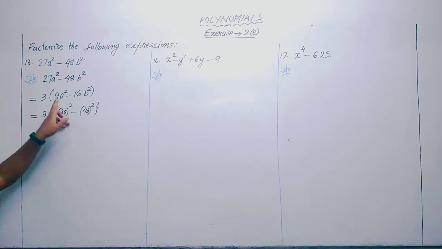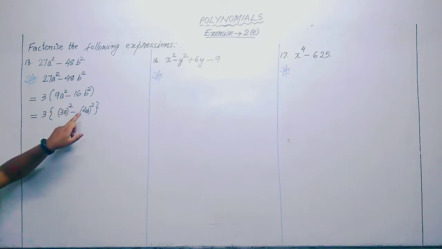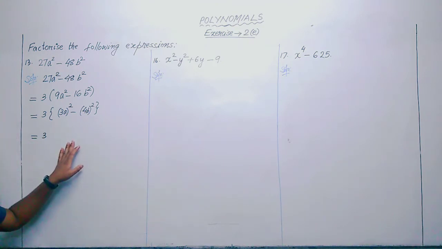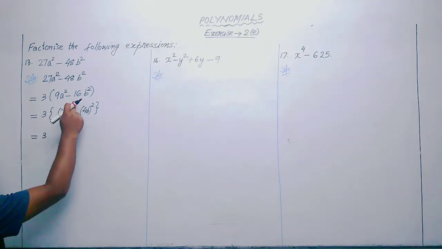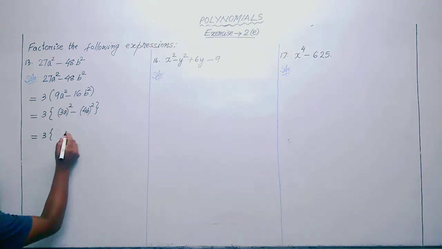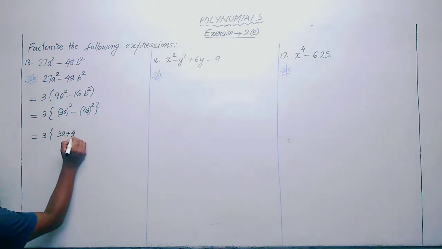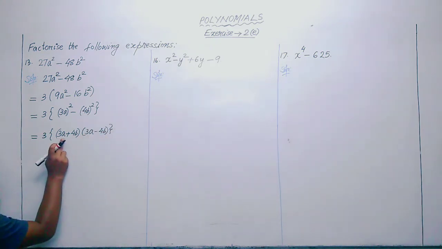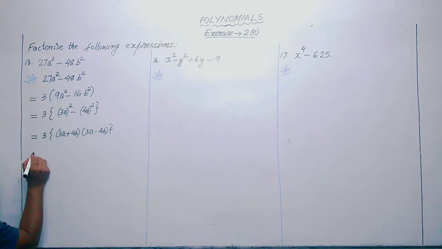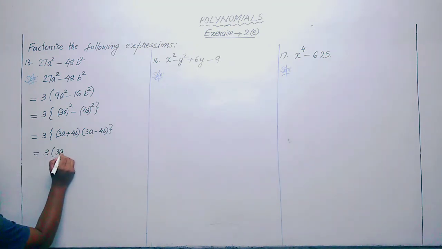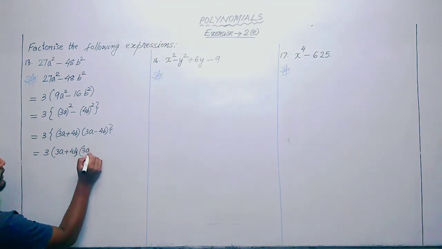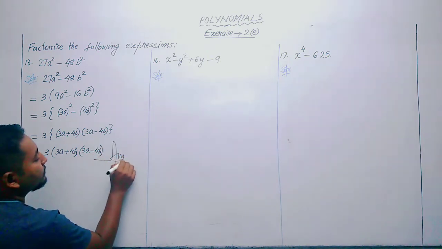If you check, 3 square means 9, a square is a square, minus 4 square means 16, b square is b square. Now again, if you recollect the identities that I have given at the beginning of this video, you have a square minus b square. A square minus b square says a plus b into a minus b. Now this is a, b. I can write down 3a plus 4b into 3a minus 4b. That is the required answer.